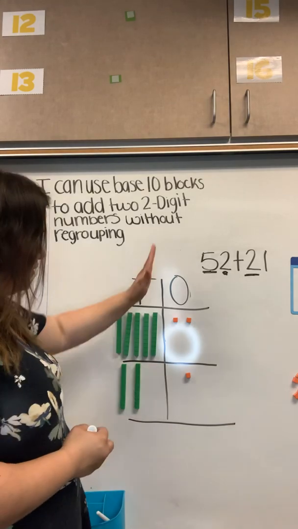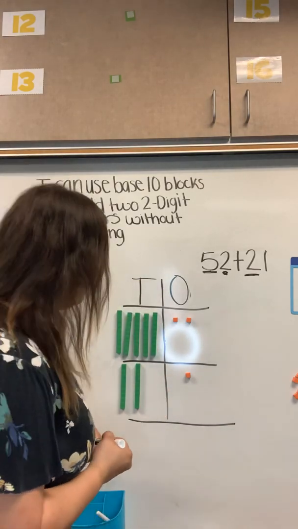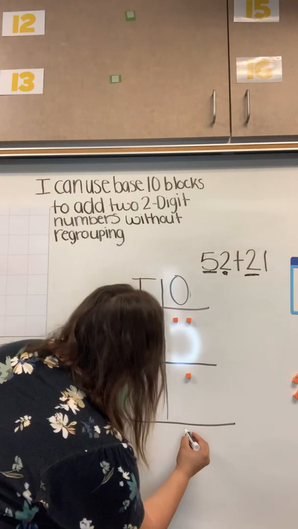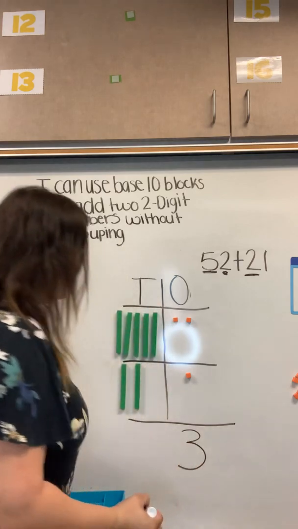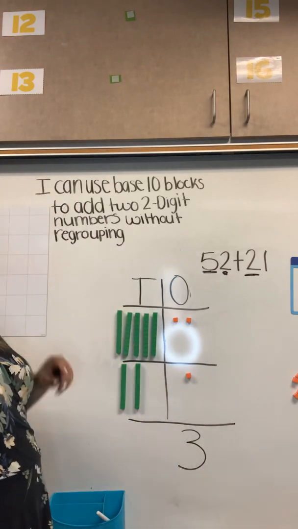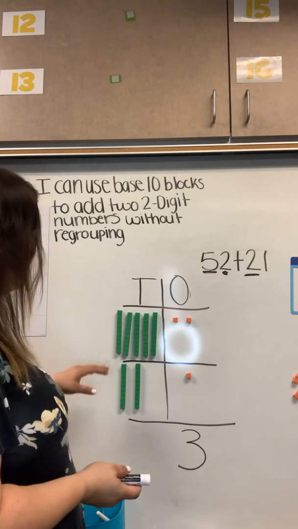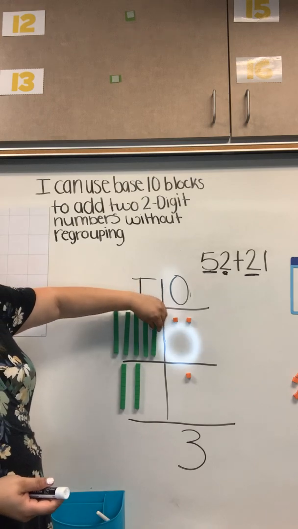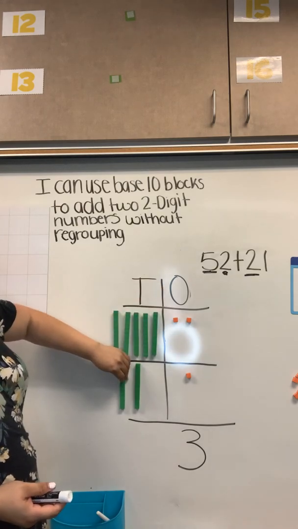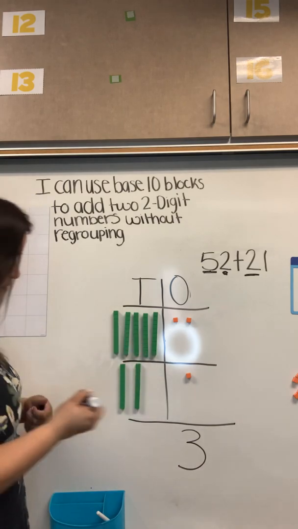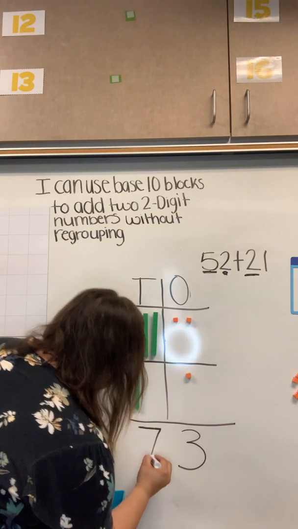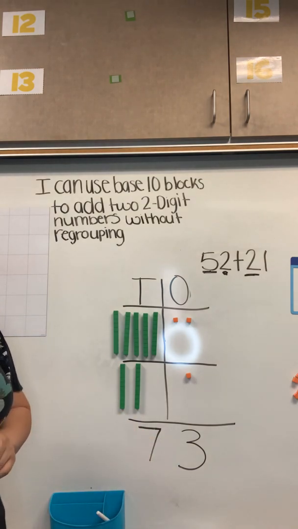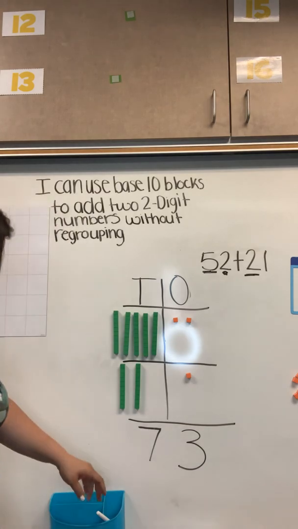All right, now that we have our base 10 blocks that represent our numbers, we are going to add them together. First we're going to start on our ones side. How many ones do we have? 1, 2, 3. Good job. We're going to write the number 3. Now we're going to go to our tens place. How many tens do we have? 1, 2, 3, 4, 5, 6, 7. So together, what is this answer? We have 7 tens and 3 ones. 73. I knew you guys would get it.